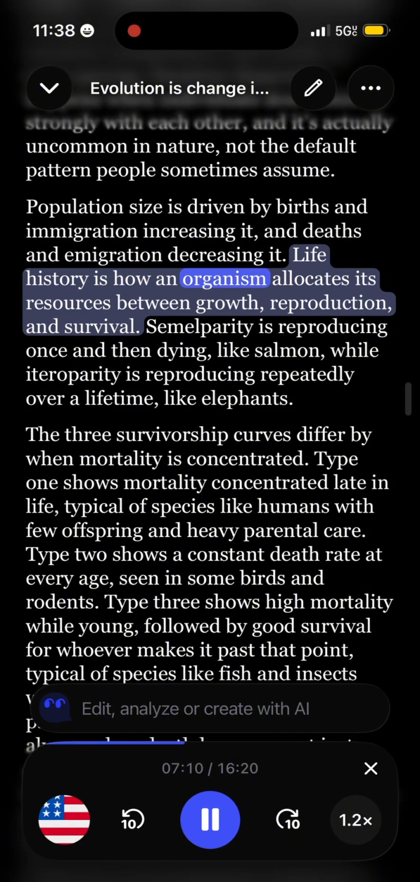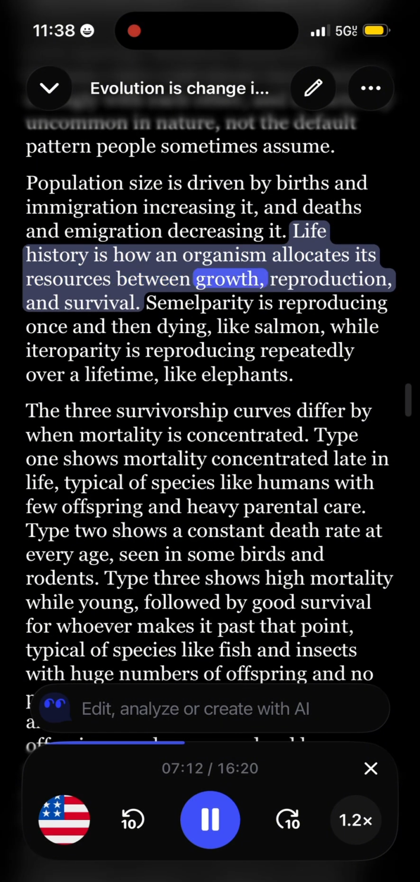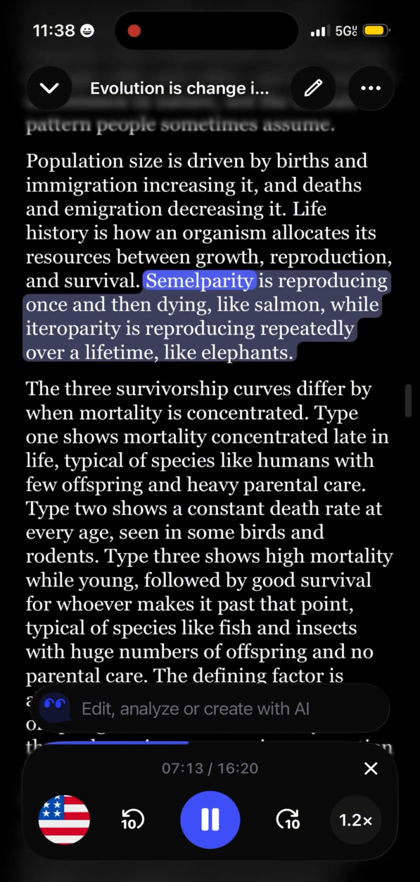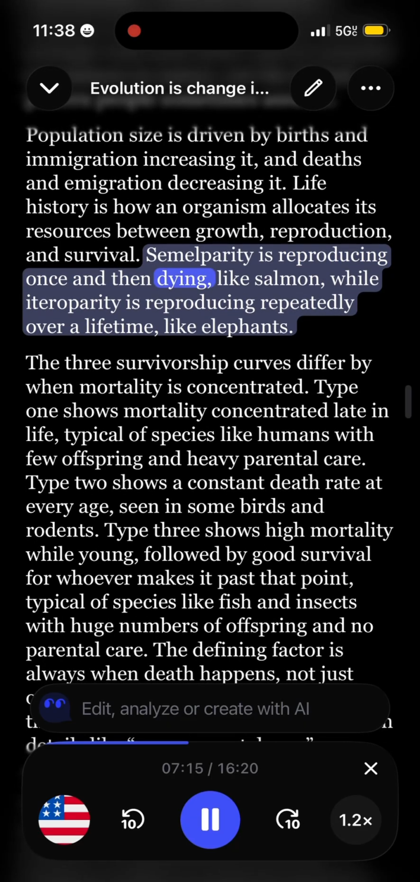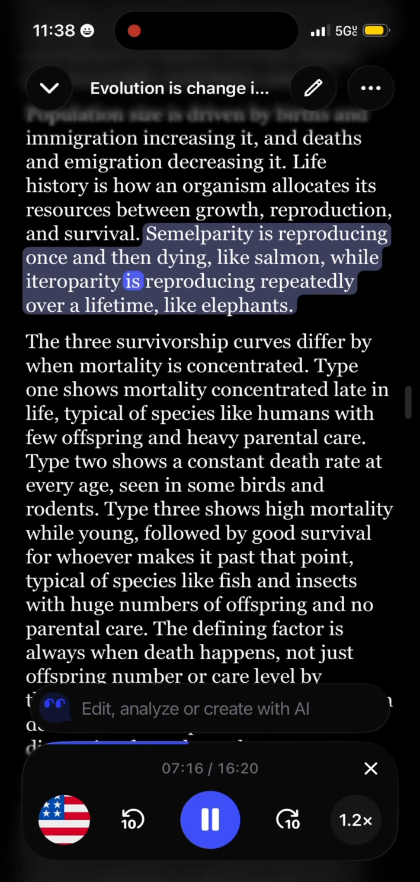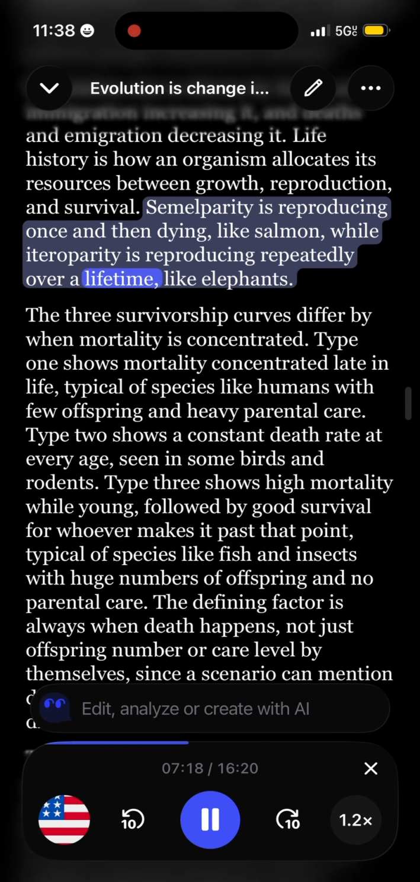Life history is how an organism allocates its resources between growth, reproduction, and survival. Semelparity is reproducing once and then dying, like salmon, while heteroparity is reproducing repeatedly over a lifetime, like elephants.